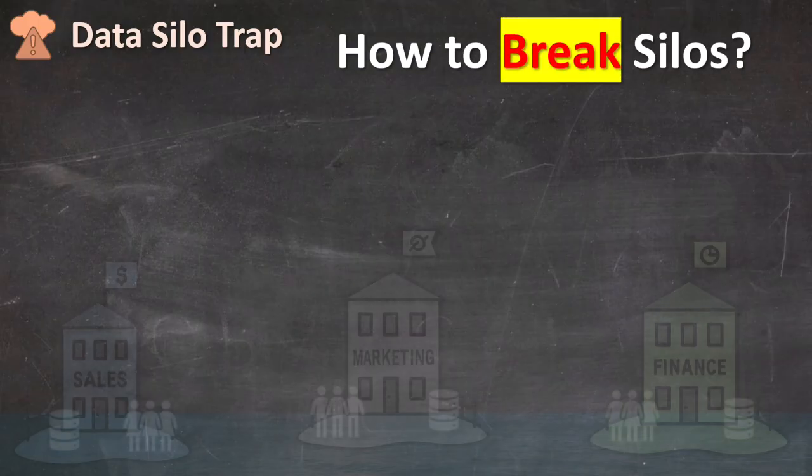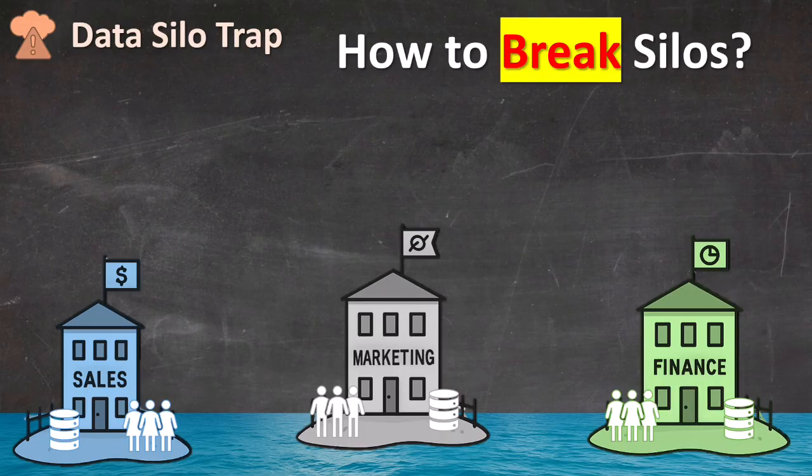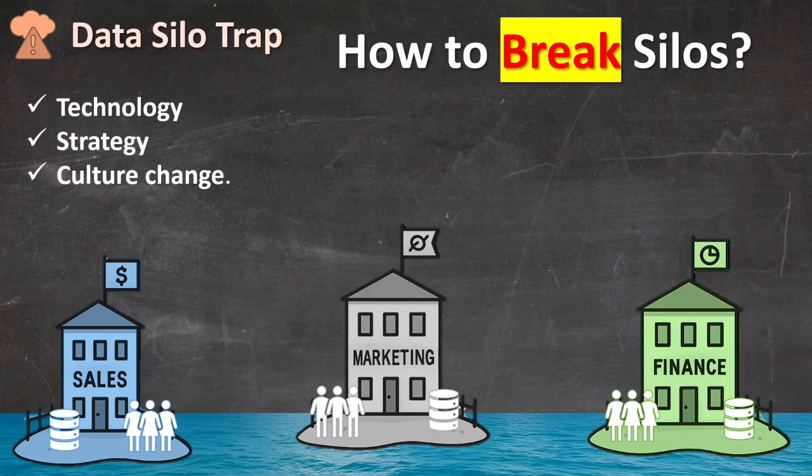So, we've seen how siloed data can trap an organization in a web of problems. But how do we break out of that trap? The good news is that silos, however entrenched, can be dismantled. It takes a combination of technology, strategy, and culture change. You're not just going to connect a few data pipes and call it a day. True integration means building bridges between teams so everyone can work from a single source of truth they trust.